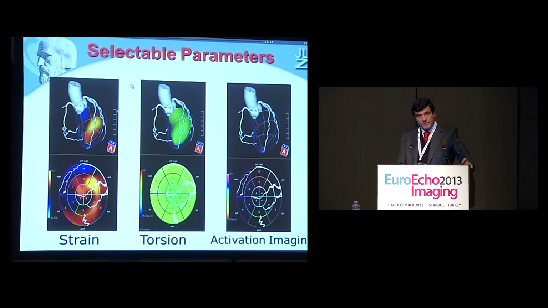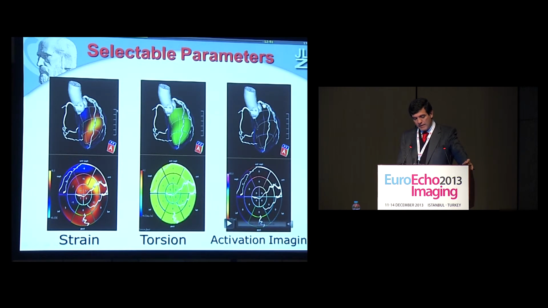But not only that, I mean, we have seen two excellent lectures before mine, and you can see that it's quite important to analyze more than ejection fraction, and we can analyze the strain and get the information with the coronary arteries. We can analyze the torsion, and I'm sure this will give us, and this is the next step that we are developing, we can analyze the activation imaging.